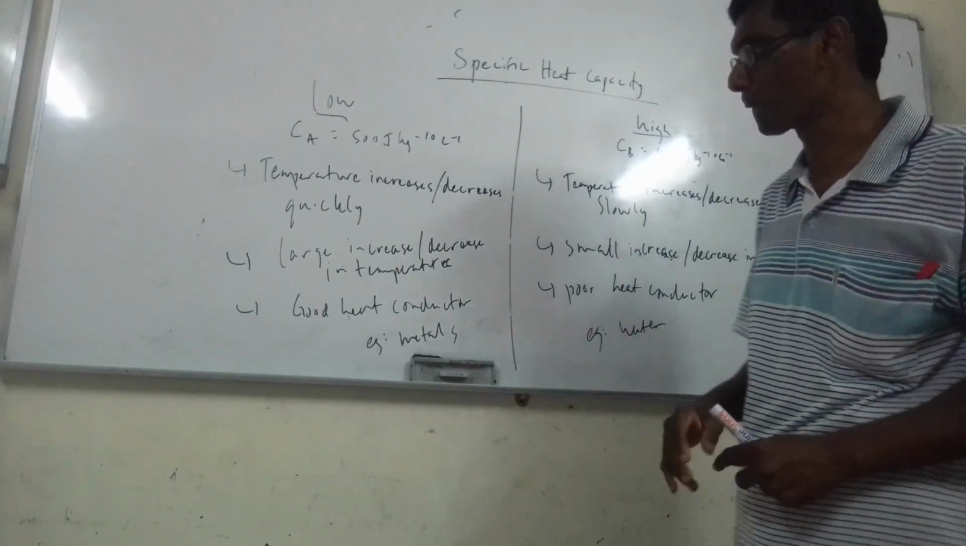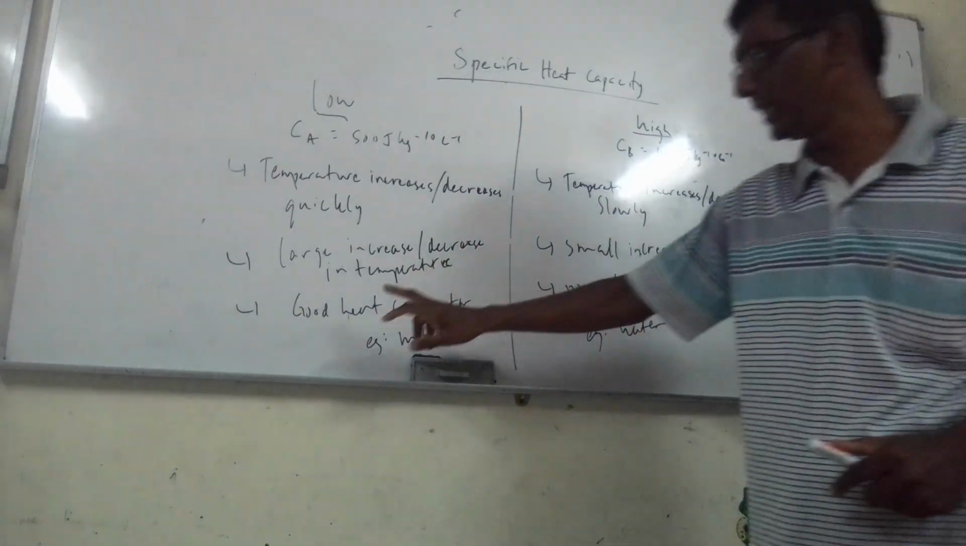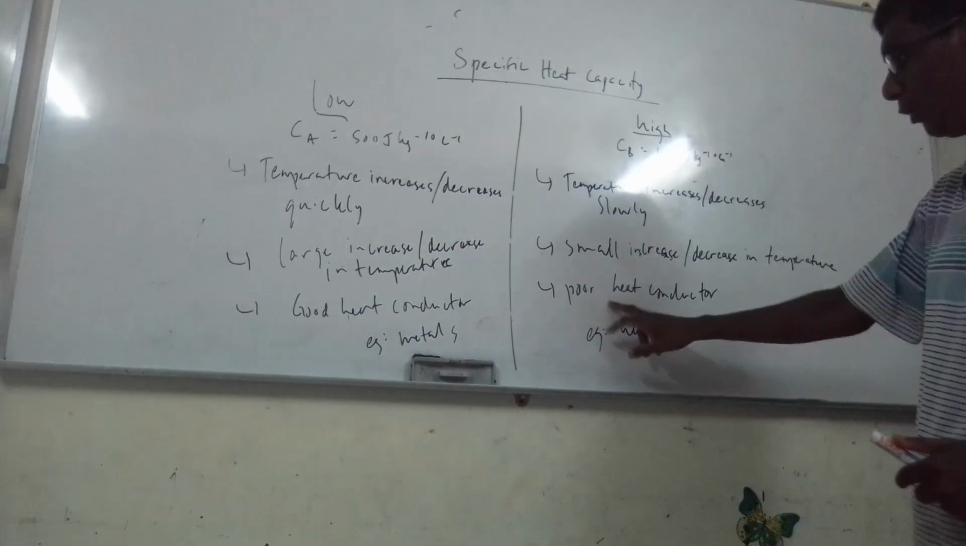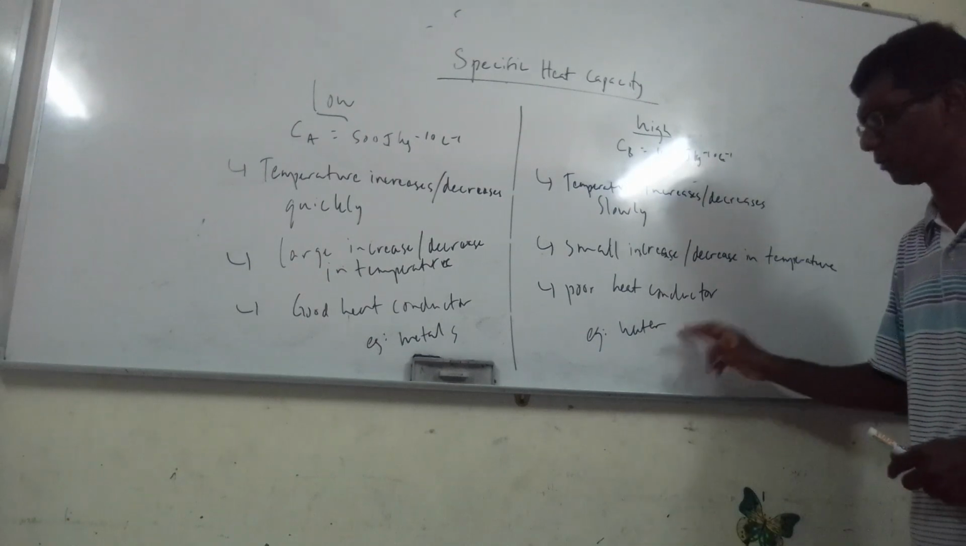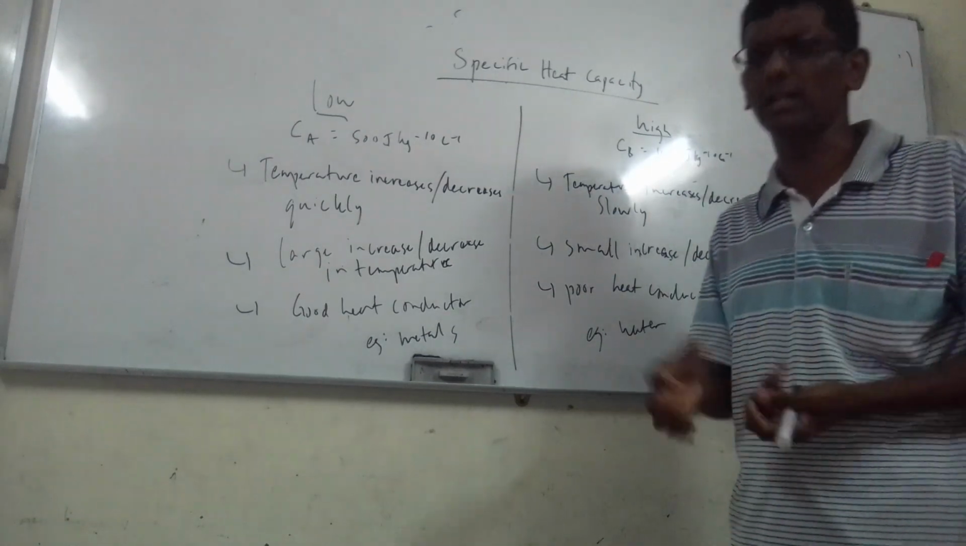A good heat conductor, for example metals, and a poor heat conductor, water. It does not heat up quickly.